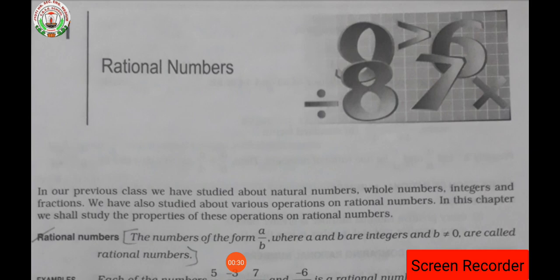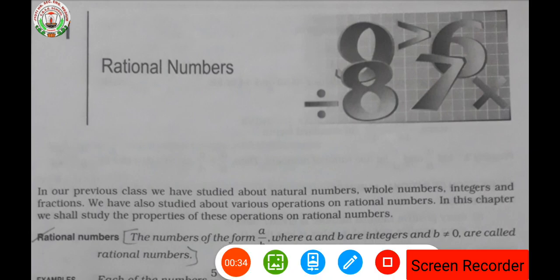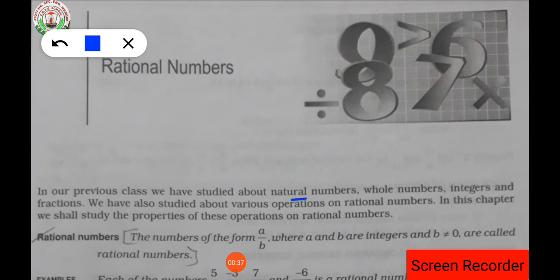And in the 7th class, what had you already studied? In the 7th class you had already studied about natural numbers, whole numbers, integers and fractions. Along with the fraction, decimals also you had studied in class 7. So today we are going to have the rational numbers. Before starting the definition of a rational number, I am going to just give you a verbal definition of natural number, whole number, integers and fraction.